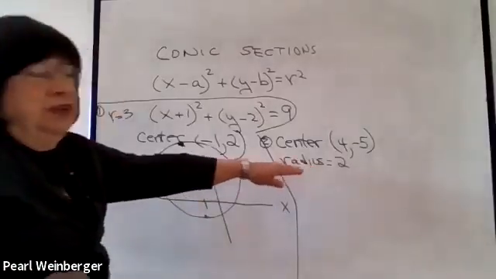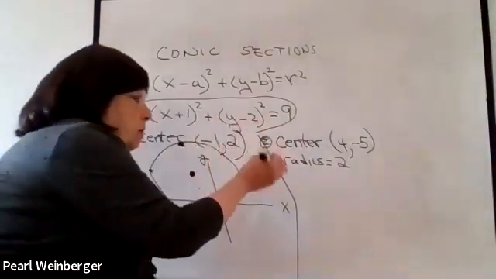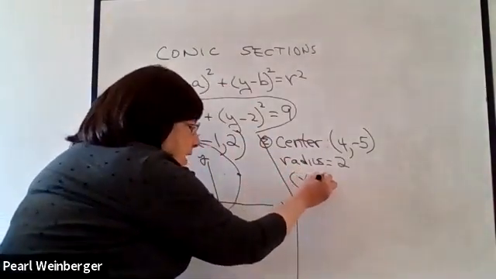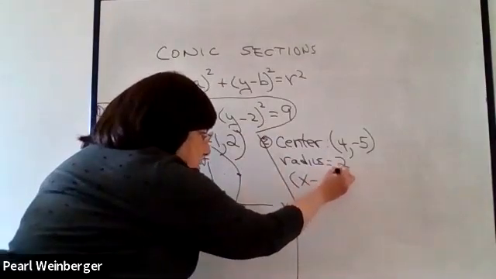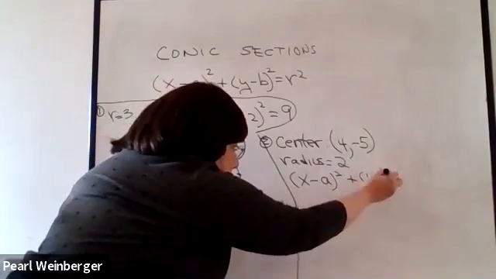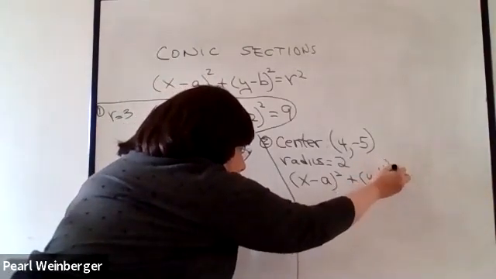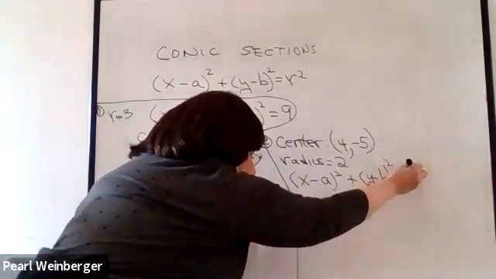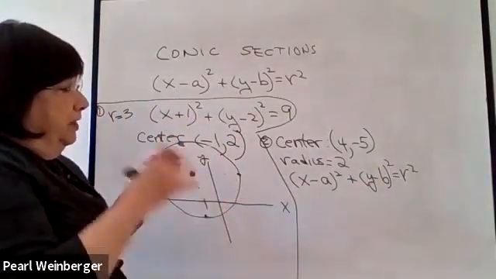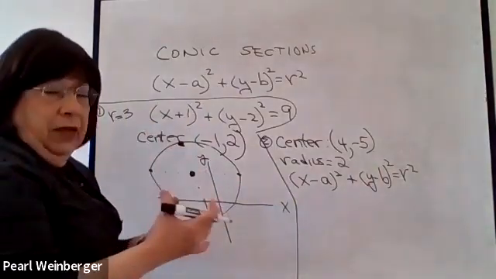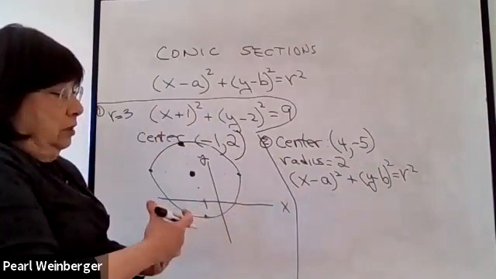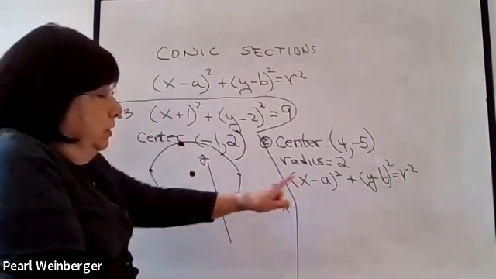Okay, let's look at this problem now. Remember, my standard equation for a circle is x minus a squared plus y minus b squared equals r squared. That's what we're looking for when we're trying to write the equation. It's a lot more complicated than y equals mx plus b, because it's got squares in it. But I know what to put in.